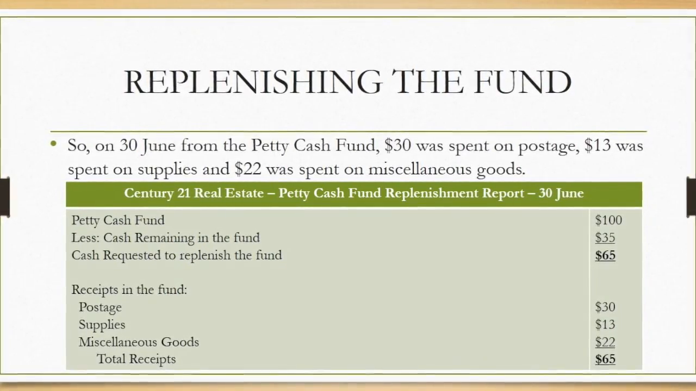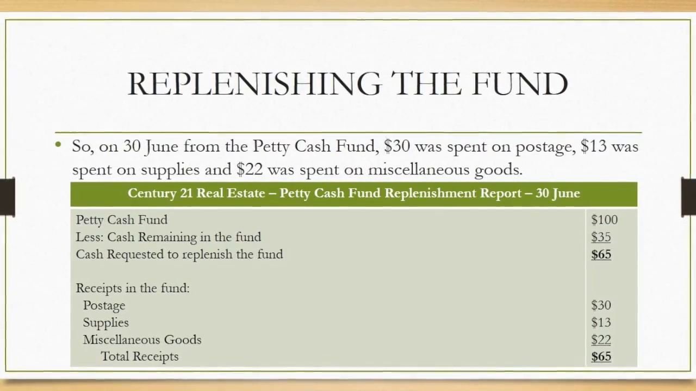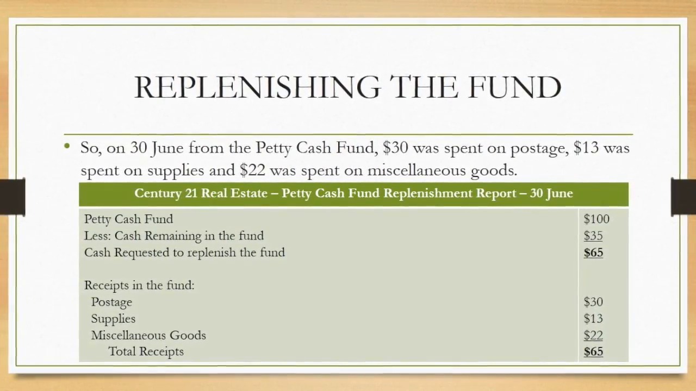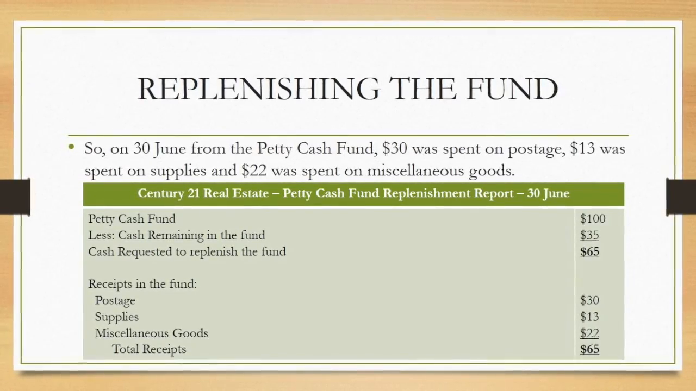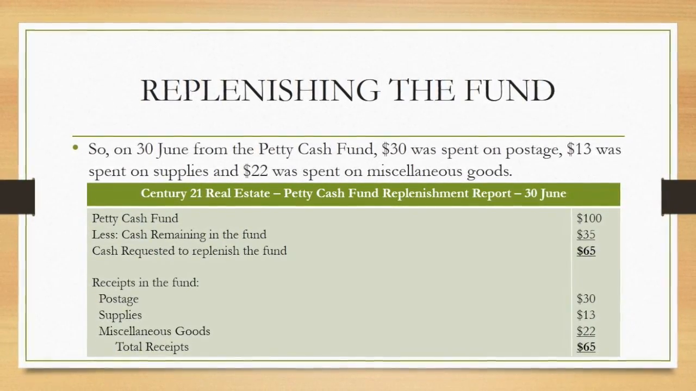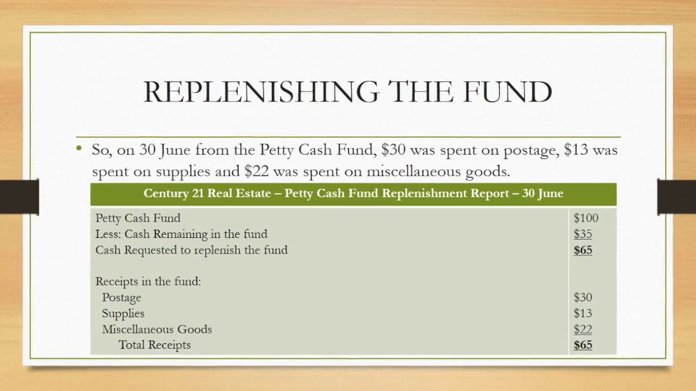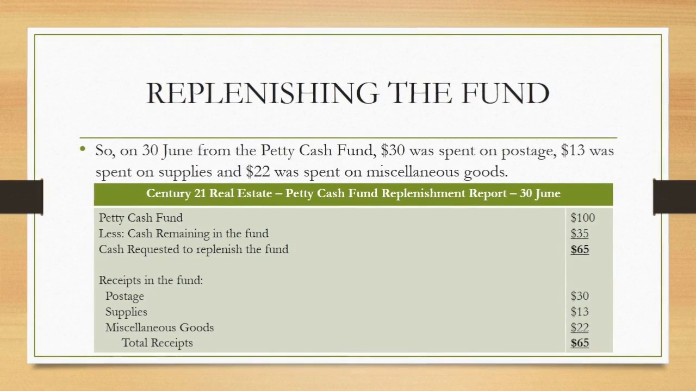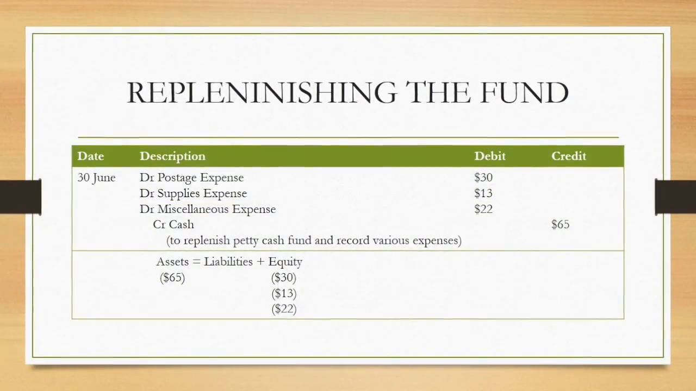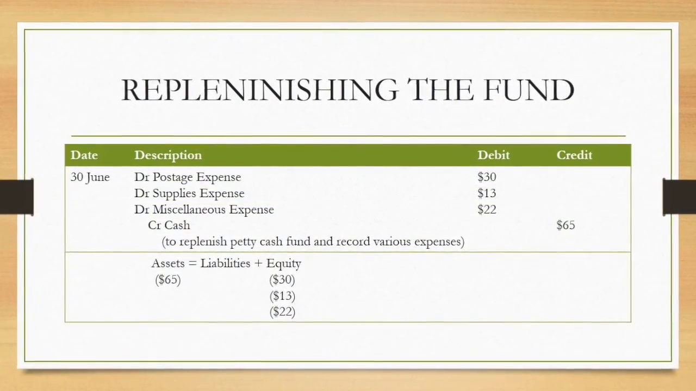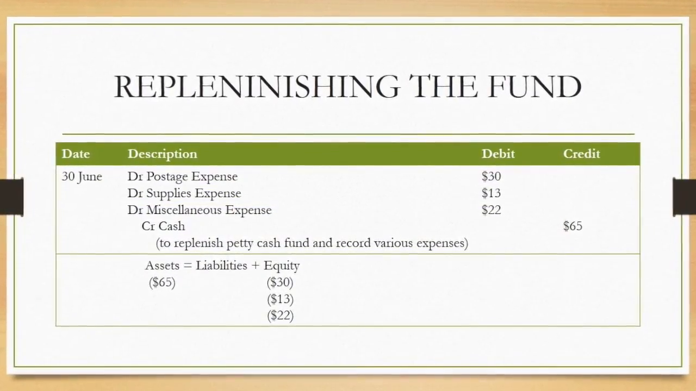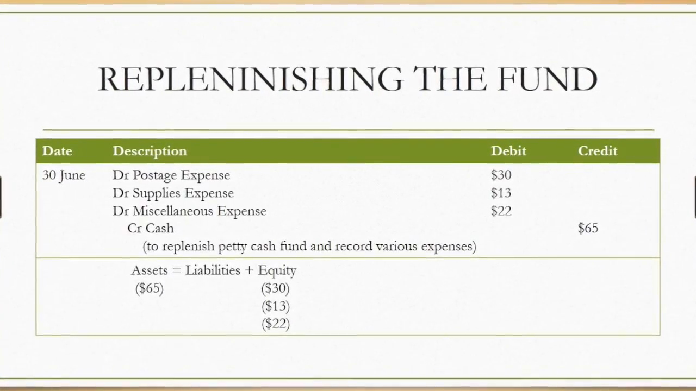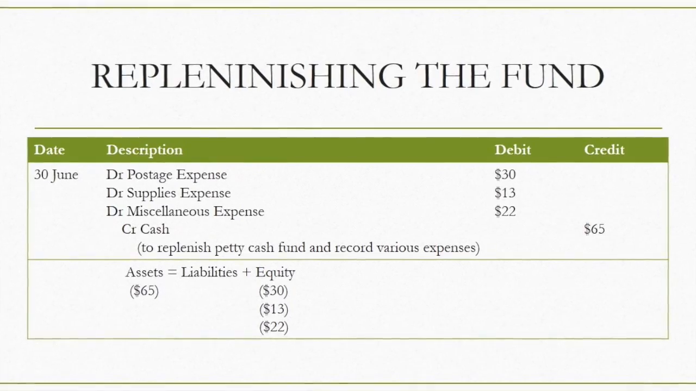So, you have $100 to start off with, $35 was what was remaining, and $65 was what was requested to replenish. Your receipts in the fund are $30, $13, and $22, which all add up to $65. The cash requested to replenish the fund equals the total receipts. So you'll journalize this by debiting postage, supplies, and miscellaneous all as expenses, which equal $65, and crediting cash, which is an asset which decreases.